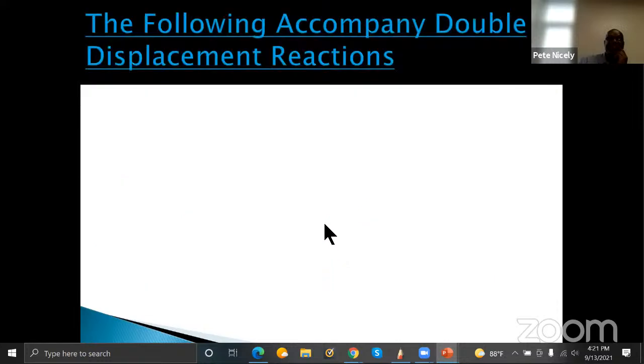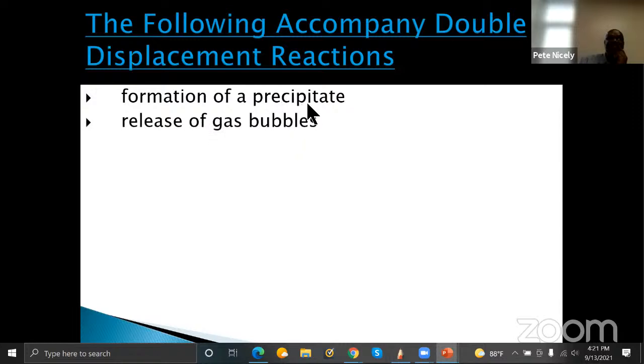So let's see some features of a double displacement reaction, and the following tend to occur when we observe double displacement reactions. One is the formation of a precipitate. Now, what do we mean by this term precipitate? A precipitate is basically a solid that is formed when two solutions are mixed with each other, all right? And we're going to see some examples of that.